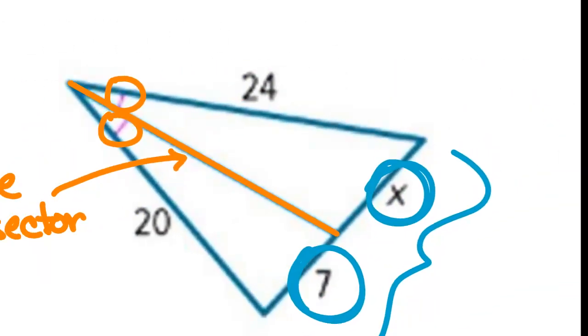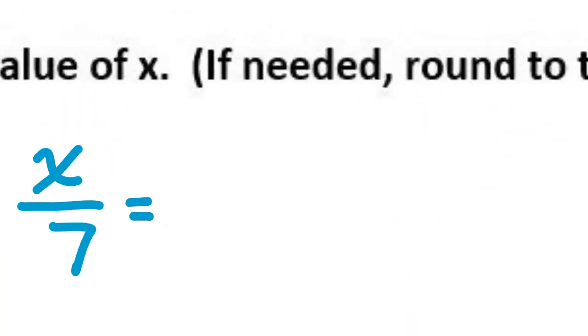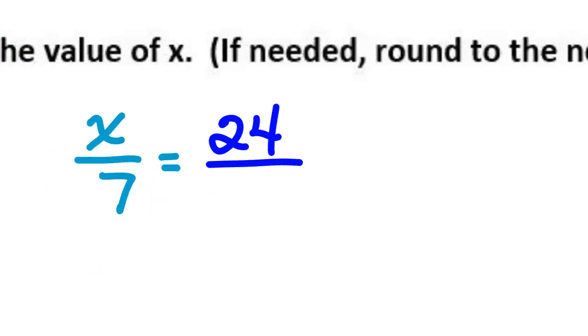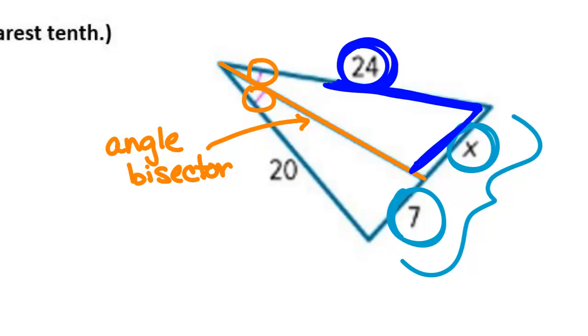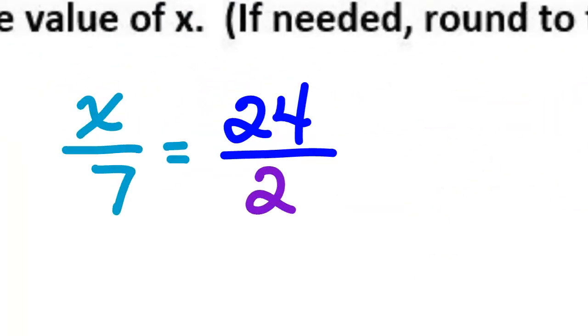What side is adjacent to x? 24 is adjacent to x. X touches the side that is 24, so that would need to go in the numerator of my second fraction. And then what would be adjacent to the 7? 20. We are in the notes packet, yes. So 20 would need to go in this denominator.